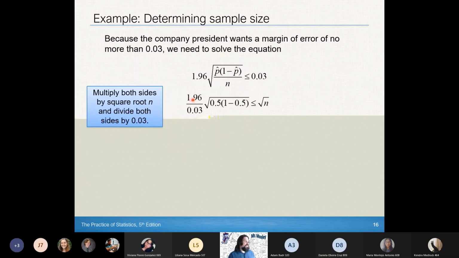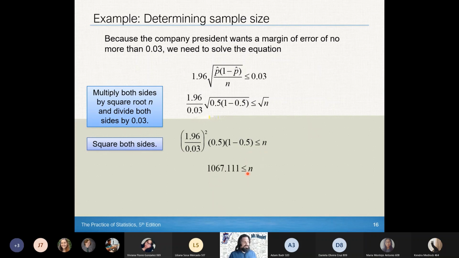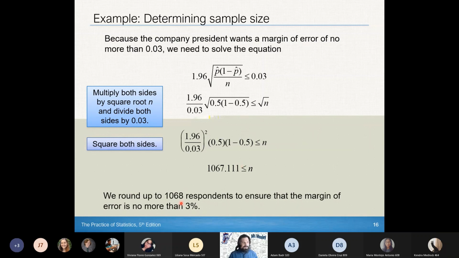We're going to multiply both sides by square root of n and divide both sides by 0.03, and we end up with this. And square both sides. We get 1.96 over 0.03 squared times 0.5 times 0.5 is less than or equal to n. Run the left-hand side through our calculator, and we get 1067.111 is less than or equal to n, meaning the value of n must be greater than or equal to 1067.111.